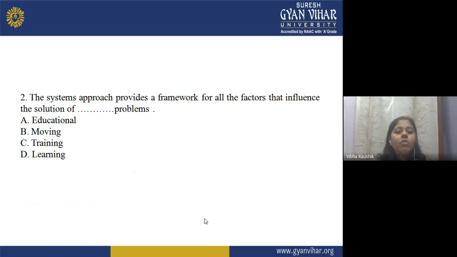Now, the system approach provides a framework for all the factors that influence the solution of the dash problems. All the factors can be the curriculum, the evaluation system, the teaching learning process that influence the solution of the dash problem. The first one is educational, B is moving, C is training, or D is learning. Which will be the correct answer, students? The first answer, meaning the solution of educational problems.